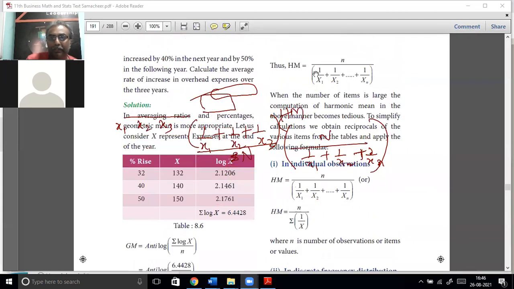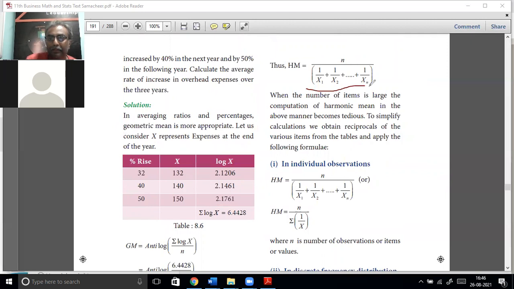Now you will understand why the formula is given like this. Harmonic mean is what? The textbook gives it like this: n by 1 by x1 plus 1 by x2 plus 1 by x3 plus up to 1 by xn. Now, the problem is when the number of items is large, how will you calculate the harmonic mean like this? Only in the case of point data can you do it like this. In that case, this formula will work: harmonic mean equals n divided by the sum of the reciprocals. Only in the simple case it will work. But as soon as the case becomes difficult, it will not work.